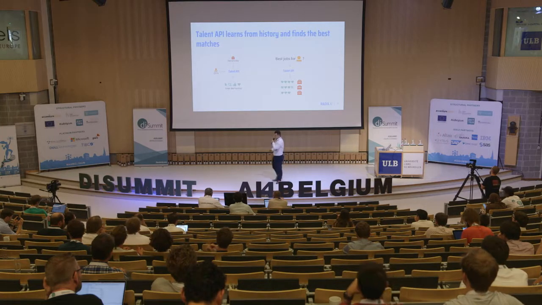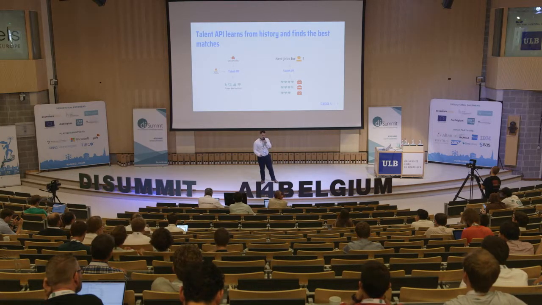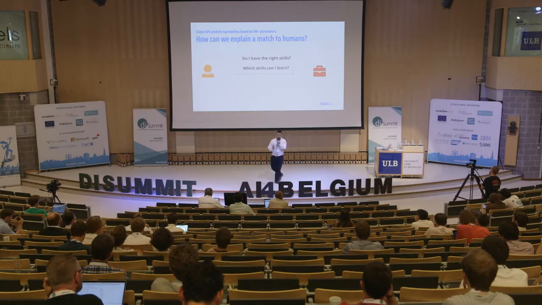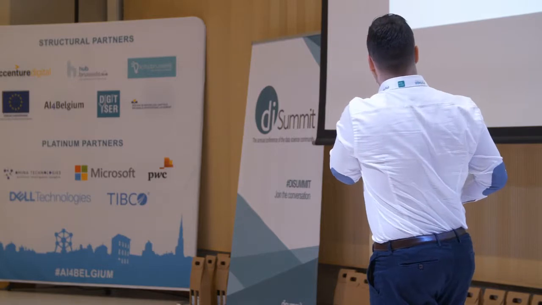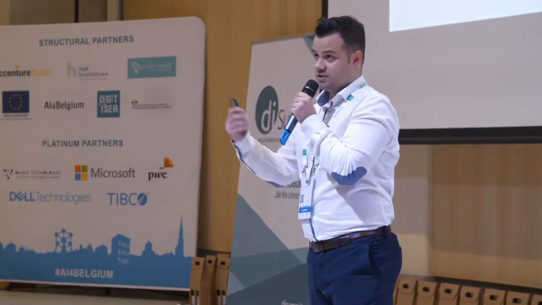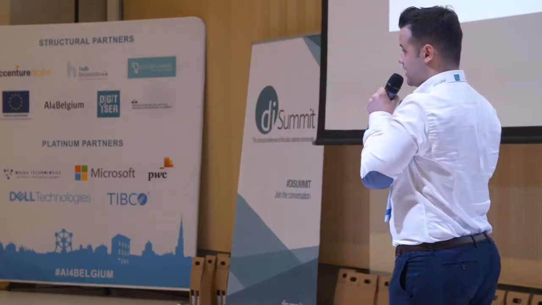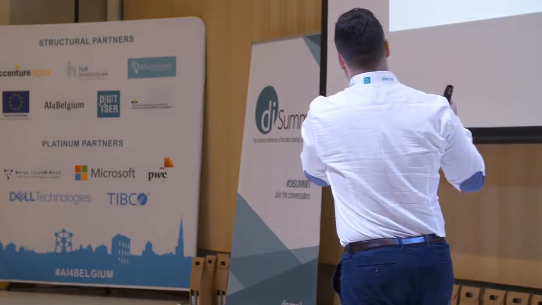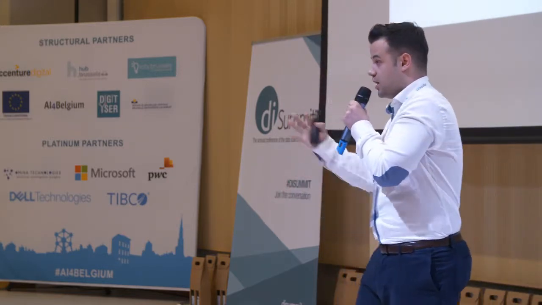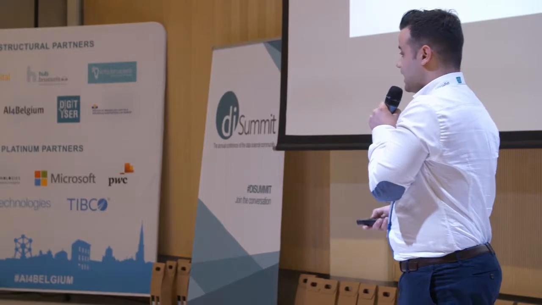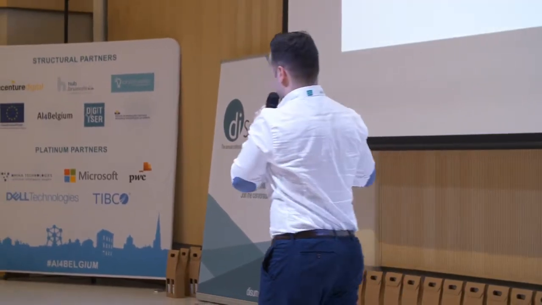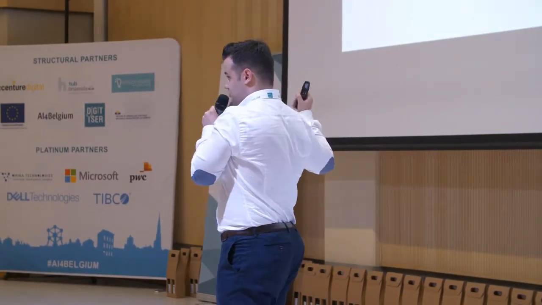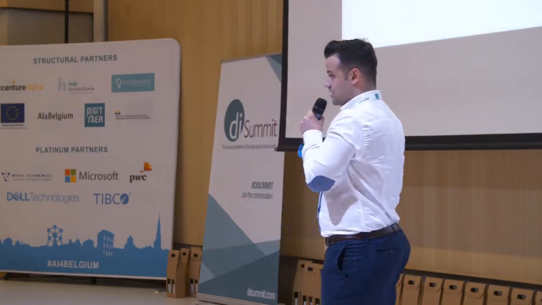But one burning question remained unanswered. People started asking, can you please explain to me why there is a match with this job? And that is why, in our second version of the Talent API, we try to answer questions like, do I have the right skills for this job? Can I apply? Or am I missing some skills? Can I learn a bit more and be a better candidate? And that is why we are now parsing both job seekers and job profiles and extracting skills from them.